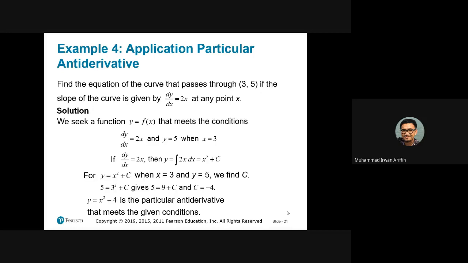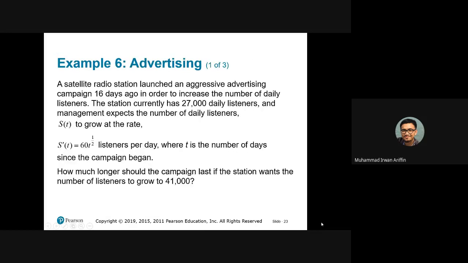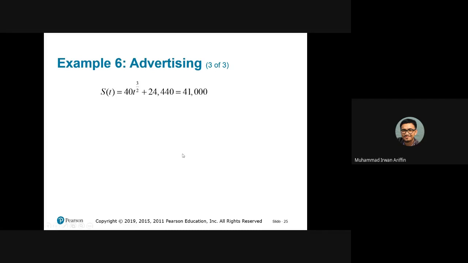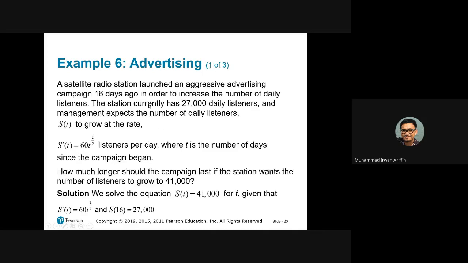And that's another example, cost function as well as advertising. So in kind of a more applied problem, for example, you are given this would be the derivative, right? This is s prime of t. So basically, okay, let's go through this example together.